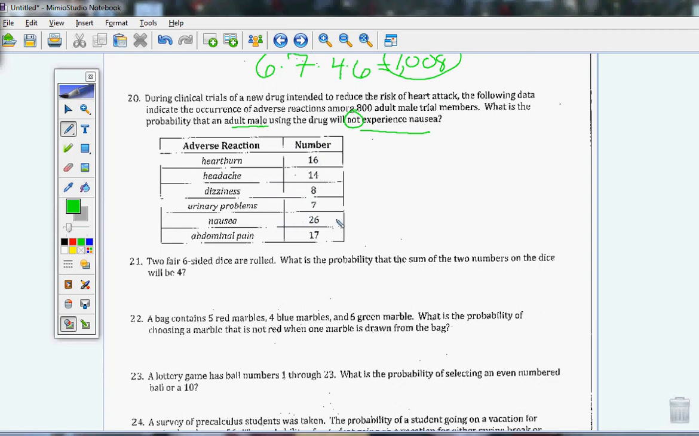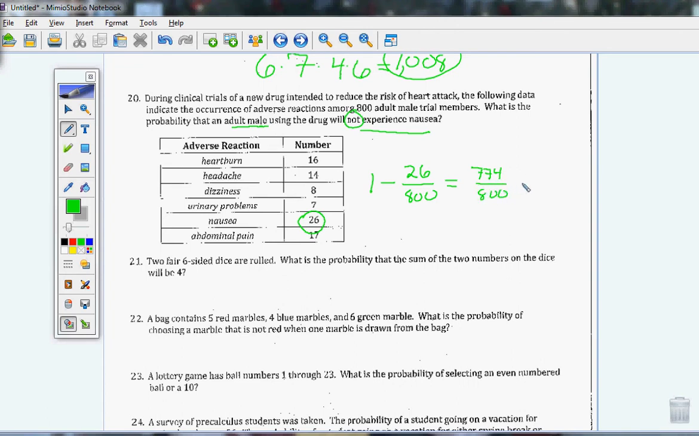So here's the deal. Probably the easiest way to do this one is to be like, all right, well, let's look at the nausea. They're telling me 26. So 26 out of 800 actually experienced nausea. Well, that means that if that's the probability of nausea, then we would do 1 minus that to actually get the probability of not nausea. So that means, and if you just think about the numerator, it makes sense. It's really 800 minus 26. We get 774 people that did not experience nausea, but that's out of 800.